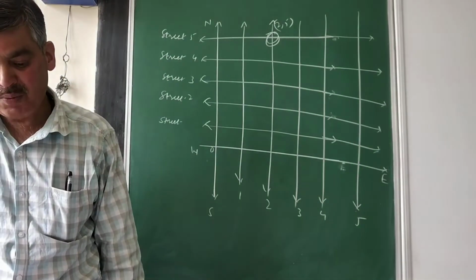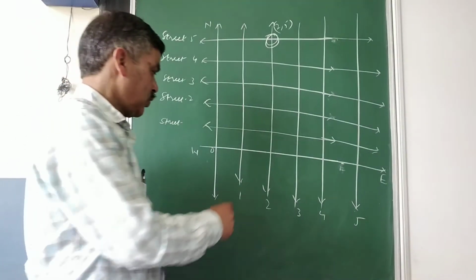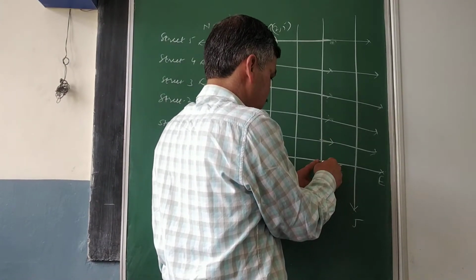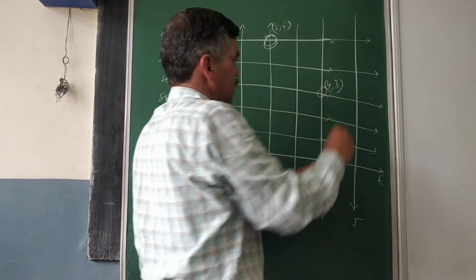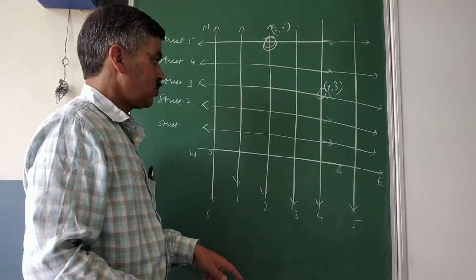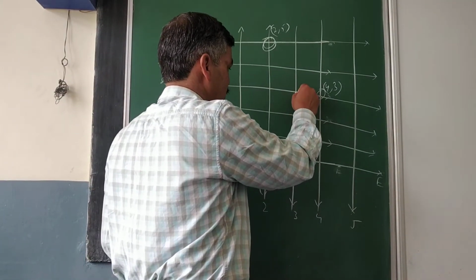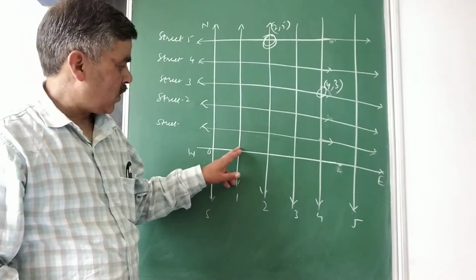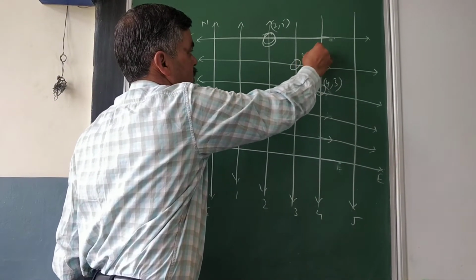Similarly, he is asking how many cross streets can be referred to as 4 and 3 or 3 and 4. So 4 and 3 means 1, 2, 3, 4. This is 4, and then 1, 2, 3. So this is 4, 3. And similarly 3, 4 is 1, 2, 3, the third street parallel to north-south, and then 4. 1, 2, 3, 4. So this is your 3 and 4.